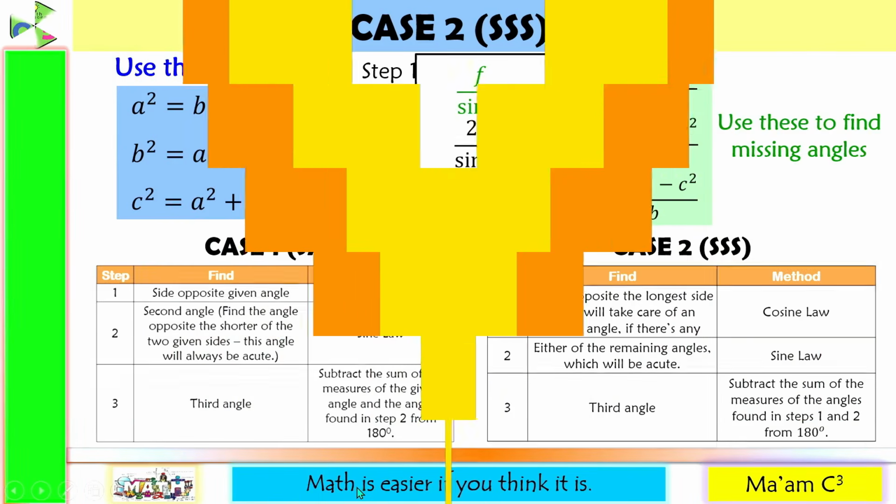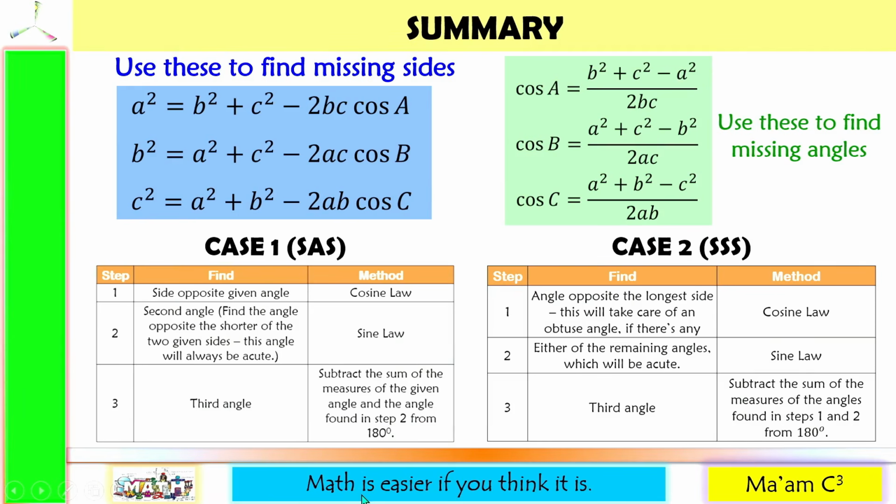For the summary, you have learned in this lesson the formulas to use if you are solving for the missing sides, and the formulas to use if you are solving for the missing angle. We have two cases for cosine law. Case 1 is side angle side. It has its own steps. And case 2, side side side or SSS, and it also has its own steps.